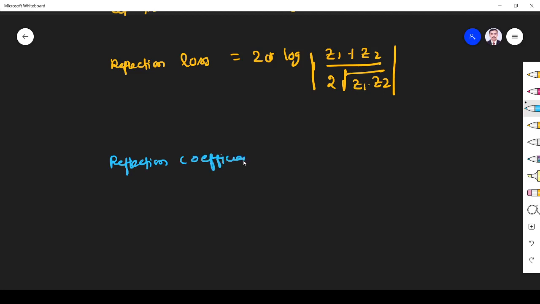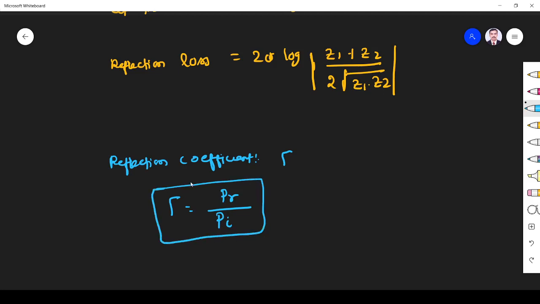Reflection coefficient is given by the symbol gamma. Gamma is a ratio of how much power is reflected to how much power is incident. So out of the incident power, how much is reflected, that is given by the reflection coefficient. In terms of impedance, it is given by ZL minus Z0 divided by ZL plus Z0.